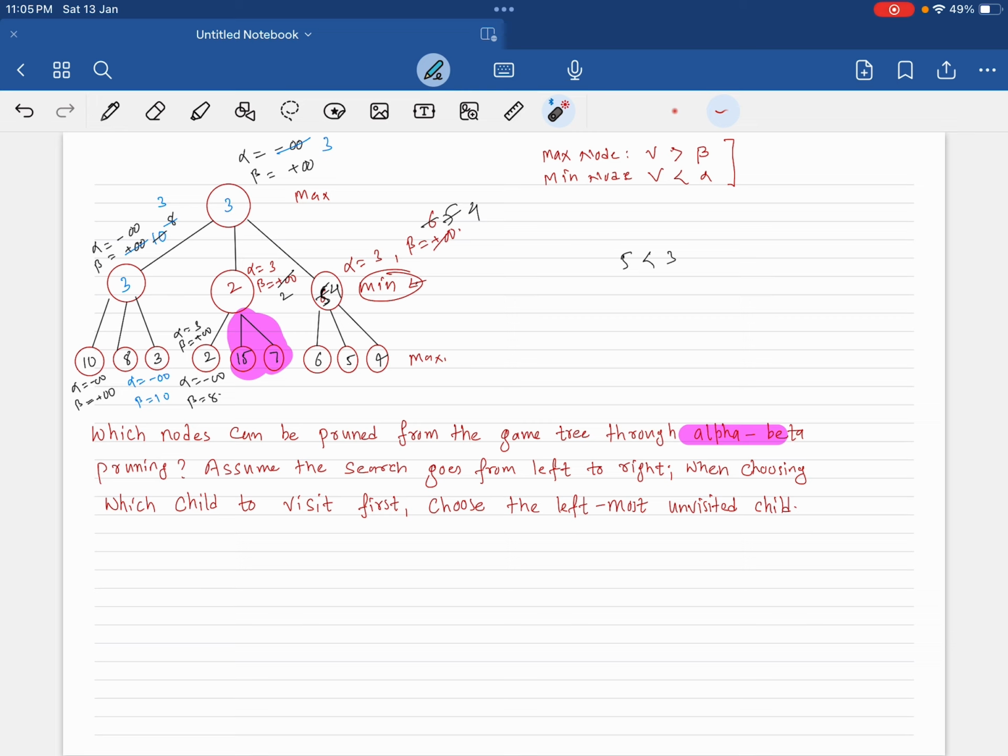Now again we will go back to the root node, and here we have 3, 2, 4. So the maximum is 4, since it's a max node, so that will get updated to 4, and alpha will get updated to 4. Right, so we have answered which node can be pruned. So this one, with the pink color.